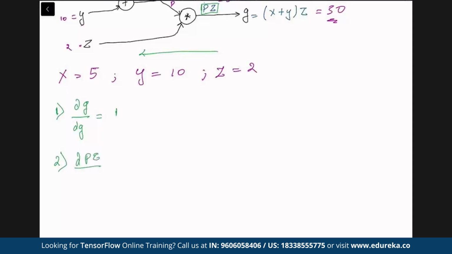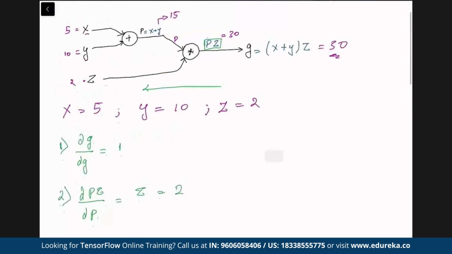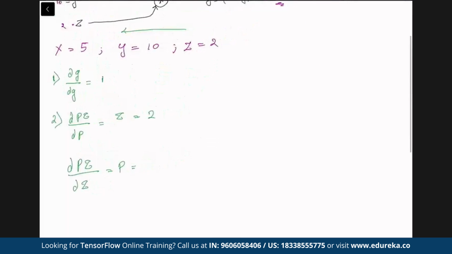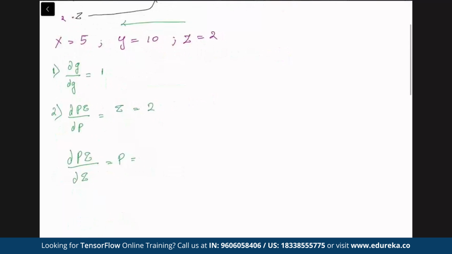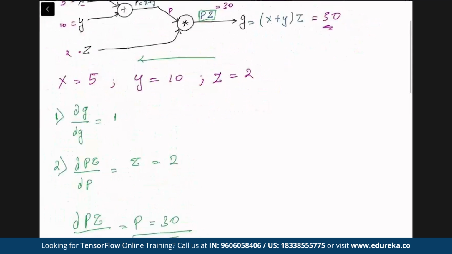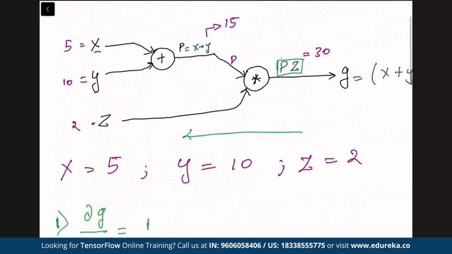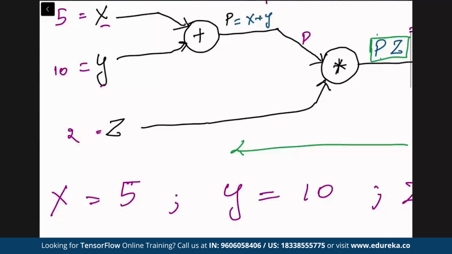So the partial derivative of PZ with respect to P is nothing but Z. And the value of Z is what? 2. And then similarly, we are going to do the partial derivative of PZ by Z. I hope you know what a derivative is. So obviously this will end up being P, and the value of P over here is 30. So what did we get? It's 30. So this is going to be 30 here. Where does this value 30 represent? This is the place where I'm performing the partial derivative.